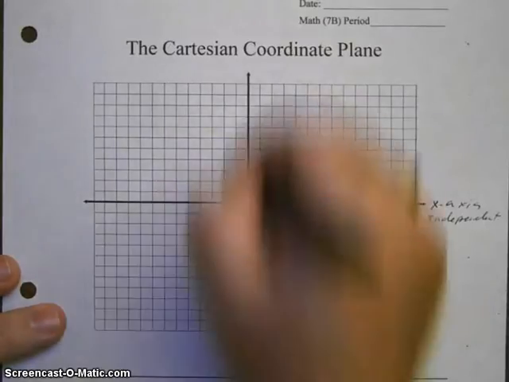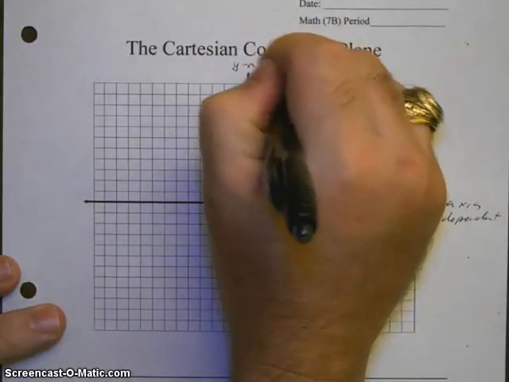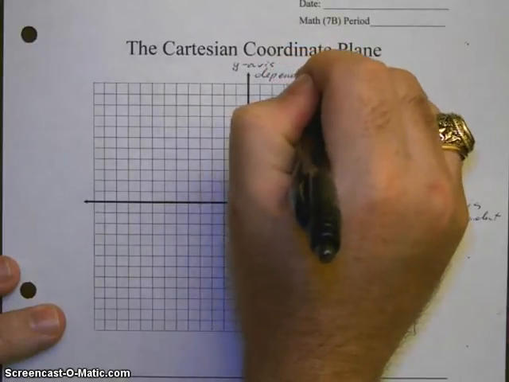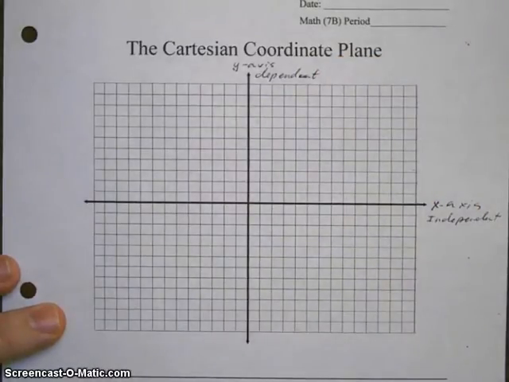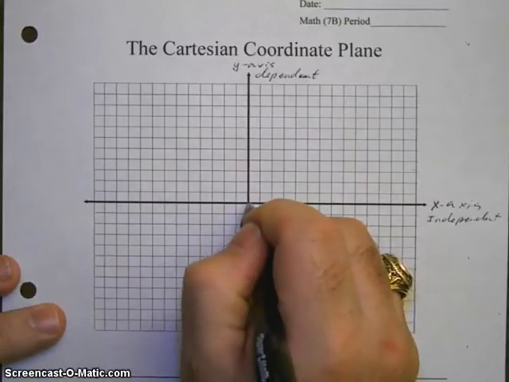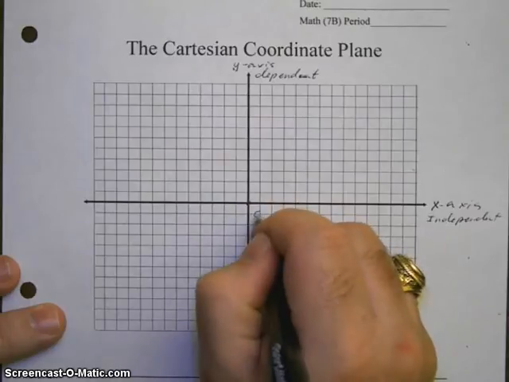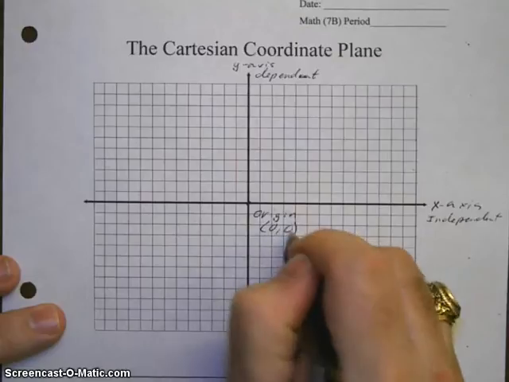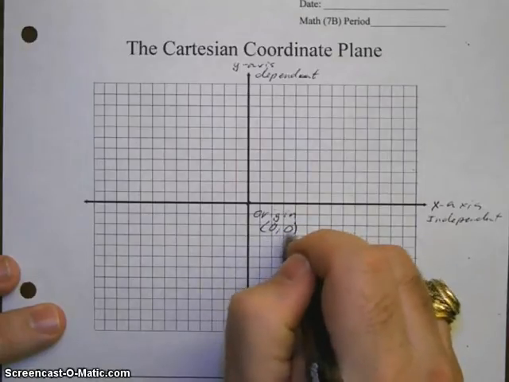The vertical axis is a lot of times referred to as the y-axis. It is the axis for the dependent variable. The point where the two axes cross is called the origin. It has coordinates 0, 0: 0 for the x value, or the independent value, and 0 for the y, or dependent value.